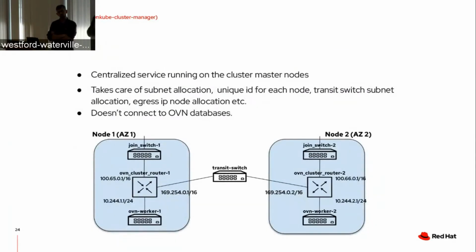We do need one special custom module service. That's the cluster manager. This is a centralized service that runs on the master nodes, and its main role is to allocate a unique ID for every node. And that unique ID is used to generate a unique subnet for the transit switch, for egress IP, and so on. It doesn't really need to connect to any OVN database.